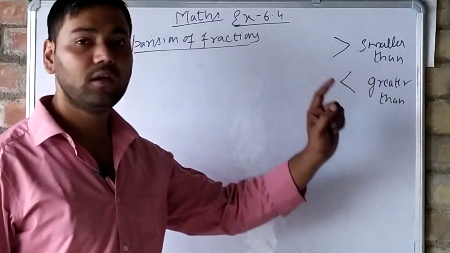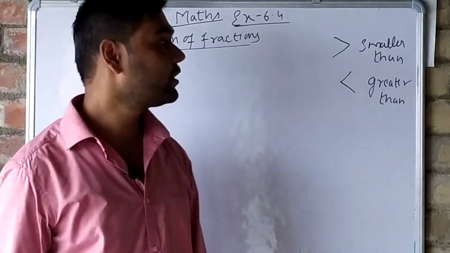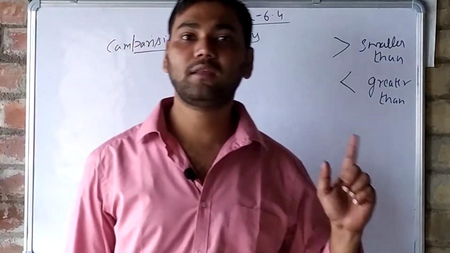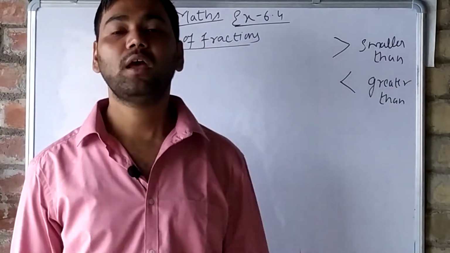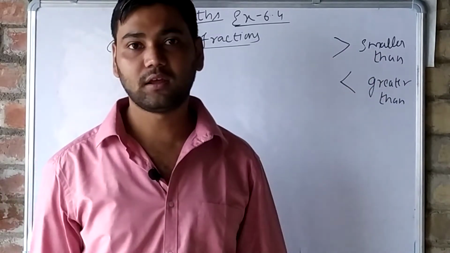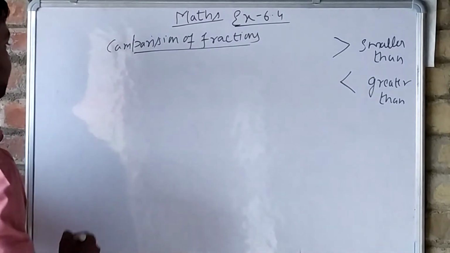तो ये साइन बहुत इंपॉर्टेंट है. बहुत लोगों को इसमें कन्फ्यूज़न बनी रहती है, तो इसको क्लियर कर लो. असेंडिंग डिसेंडिंग ऑर्डर में अरेंज करने में ये बहुत ही हेल्पफुल होता है. This is known as smaller than, this is known as greater than. Okay, so now we will study comparison of fractions.